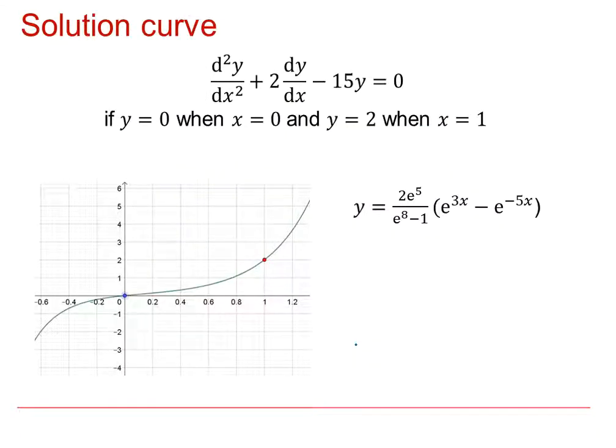So here we can see the solution curve, and it satisfies the differential equation and both pairs of boundary conditions. And notice this solution goes through the origin because we were given when x is 0, y is 0, and it goes through the point 1, 2 because we're given when x is 1, y has to be 2.